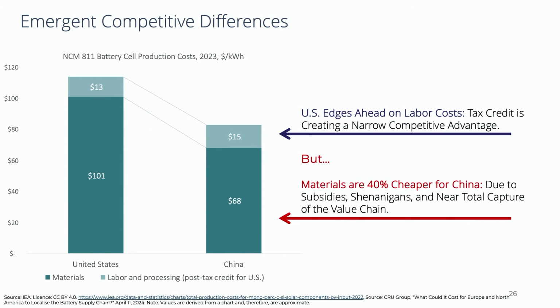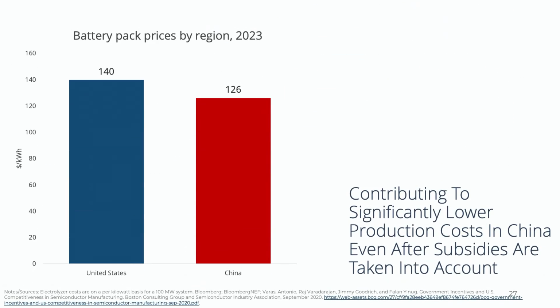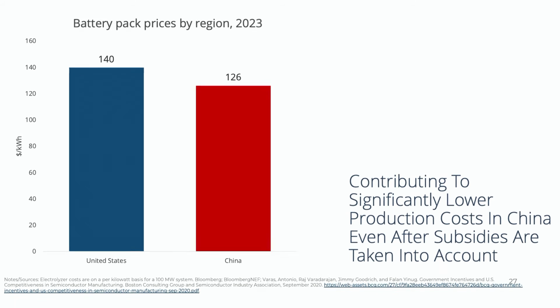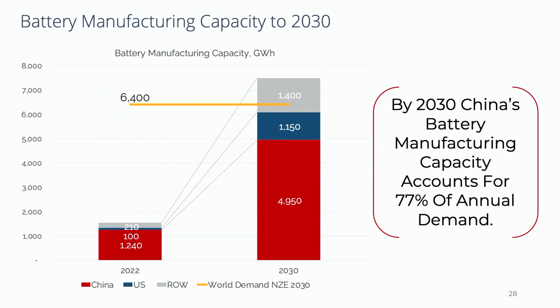Okay, but there is some good news. The US, due to tax credits, has edged ahead on labor costs in the battery sector, which has created a narrow competitive advantage. However, materials are still 40% cheaper in China due to things like subsidies, general shenanigans, and a near total capture of the value chain. And again, even when subsidies are taken into account, there are significantly lower production costs for battery packs in China. What does the future look like? In 2030, China's battery manufacturing capacity accounts for 77% of annual demand.